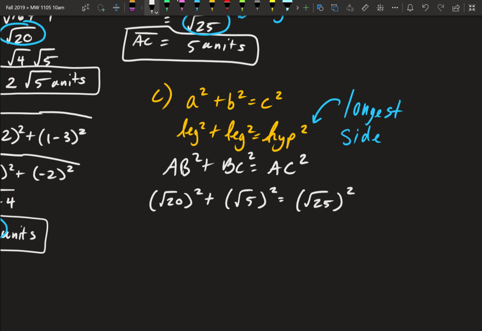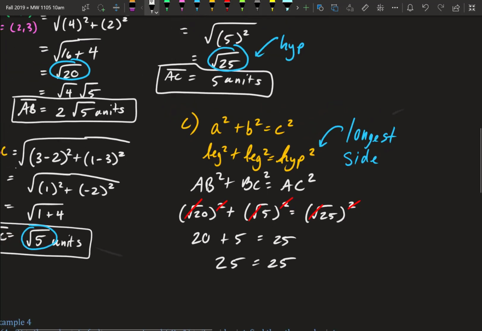So let's just do this. Everyone might remember that you can cancel those out. It's called the same index, same power rule. So those cancel out, and those cancel out. So we are left with 20 plus 5 equals 25, and it does.